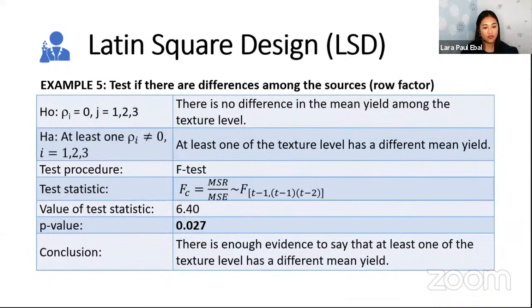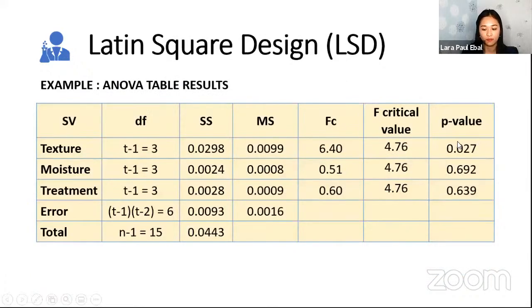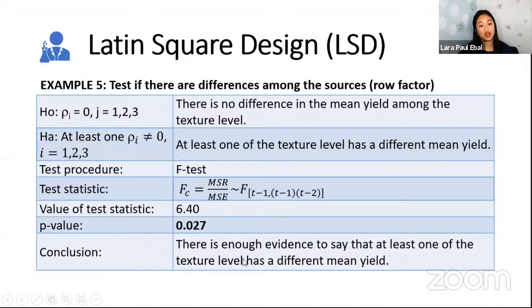Now, next is the test for the row factor. So if we consider row as our soil texture gradient, okay, as our row factor, so HO now is no difference among the texture levels versus the HA, at least one of the texture levels has a different mean. Okay, ganun pa din. Nag-vary lang po sa F kasi yung numerator is for the row. Okay, and then you can go back to the star output and check. The p-value there is 0.027. Okay, ito po. And so, there is enough evidence to say that at least one of the texture levels has a different mean yield. So, nag-iiba pala yung texture levels, in terms of the means.